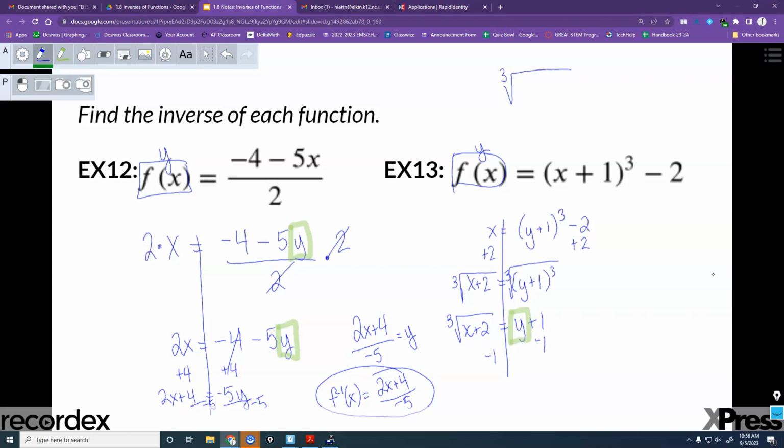Now, be careful with this. This stuff is underneath the cube root. You cannot subtract 1 from that 2 right there. So you're just going to write it like this, cube root of X plus 2, and you're going to put your minus 1 over here on the end. So your inverse here is going to be the cube root of X plus 2 minus 1.